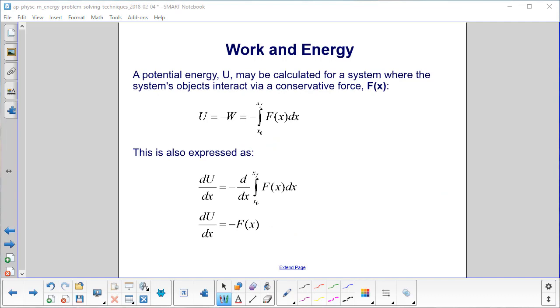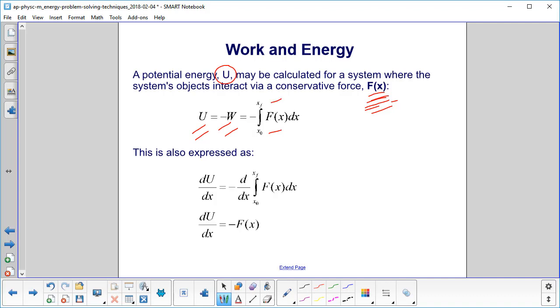We can calculate a potential energy, and the symbol for that is U, capital U, for a system where the system's objects interact via a conservative force, f of x. In that case, the potential energy is the negative of the work done by this force, the force of the field, or if you have a spring, it's the force of the spring. So that will be the negative integral from your initial position to final of f of x dx.